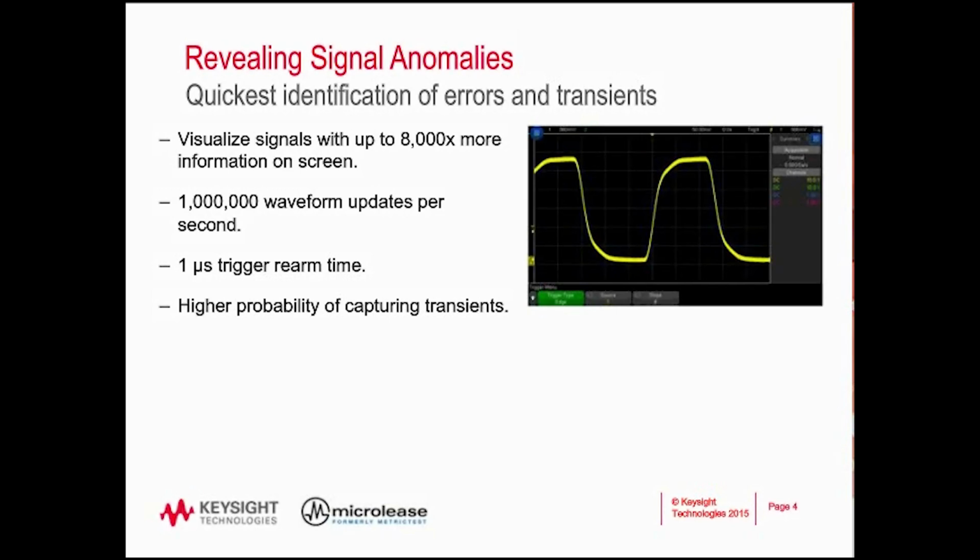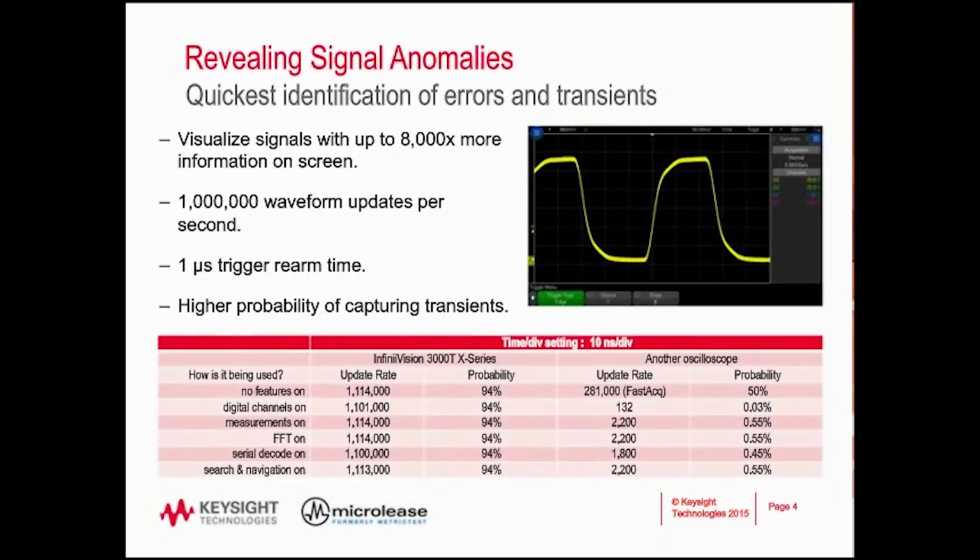In this table here, we're showing the new Keysight 3000T X series side by side with the comparable scope on the market. And this test was to see the probability of each different scope capturing a 1 in a million transient over the course of 10 seconds. And you can see that the ASIC-based architecture provides maximum update rate no matter how you're using or operating the scope.